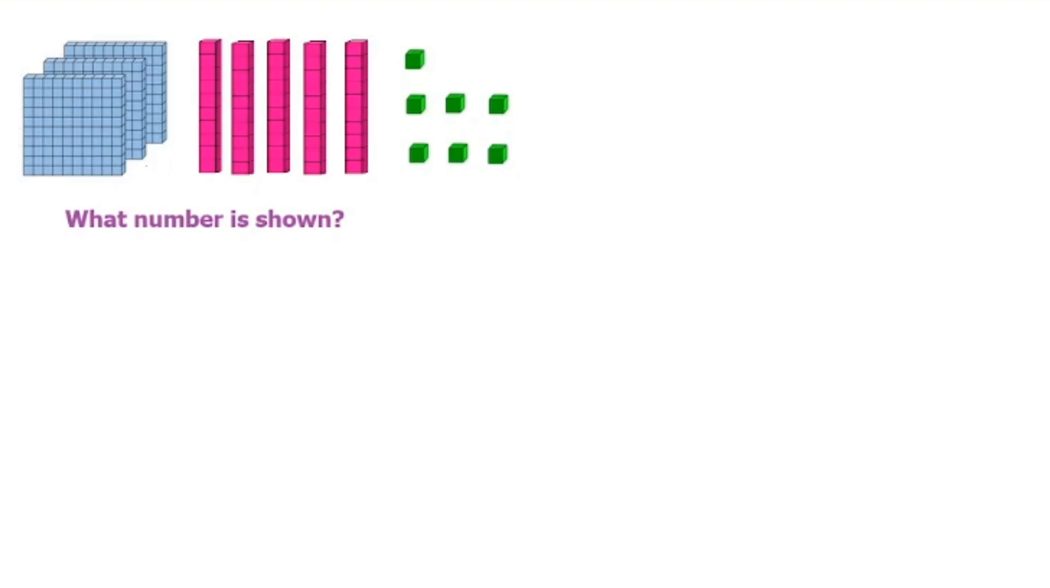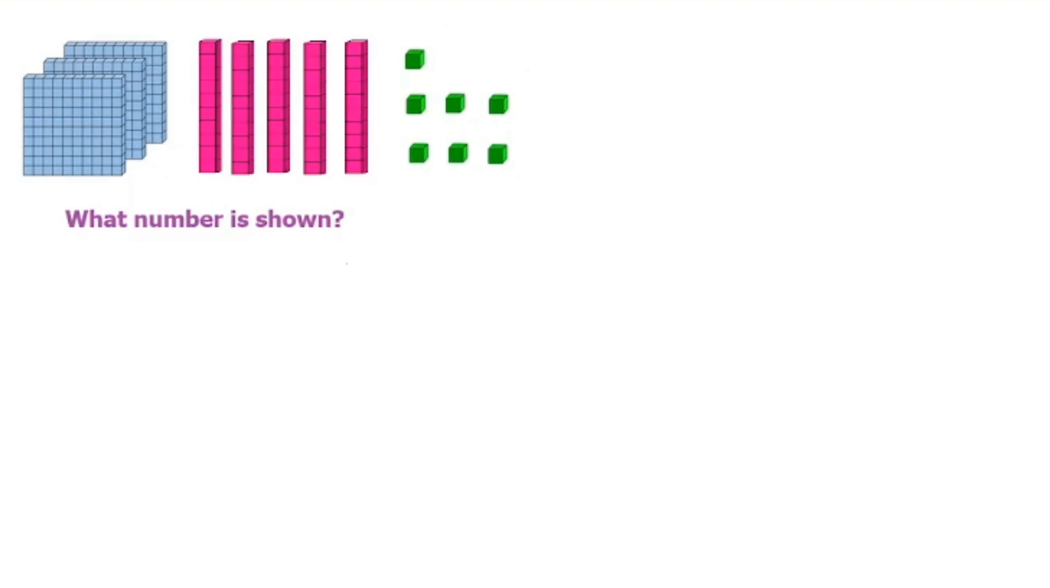So we have 3 of these 100 blocks. This is the tens blocks. Each one of these tens has 10 little tiny blocks in them. So we have 1, 2, 3, 4, 5 of those. And then these are the ones blocks, and they're by themselves singularly.